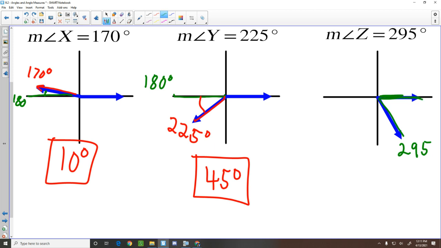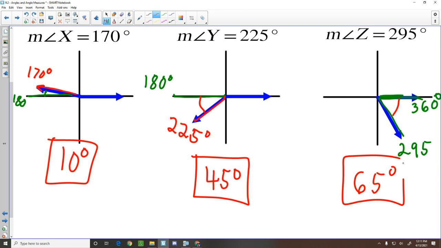Now, if you remember, that positive x-axis is actually two values. It's a 0 and it's 360. And I can compare it to either one of those numbers. But if I compare it to 0, I know it's going to be 295, which is way too big. That's not an acute angle. So instead, we're going to compare this to 360 degrees. And so all we're trying to figure out is how far apart 295 is from 360. If you just subtract those numbers from each other, you should get 65 degrees.